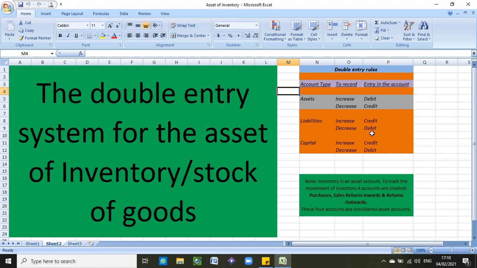Now, if you recall from previous classes, we have never ever opened a T account with the name inventory or stock of goods. Never. And the reason for that is because such an account does not exist. In accounting, the movement of inventory is tracked by using 4 accounts, namely purchases, sales, return inwards, and return outwards. Those are the 4 accounts that we create instead of creating one account such as inventory. So keep that in mind as we go by.